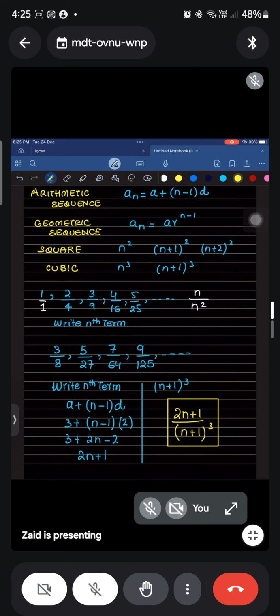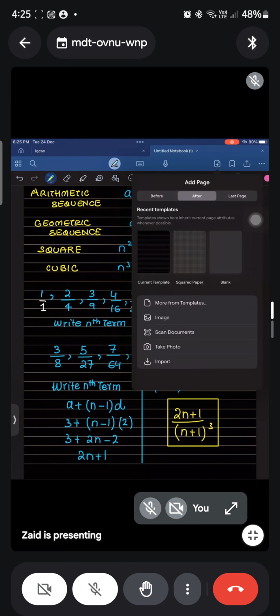Yes, quickly. Sir, in the second one, I didn't understand the n plus 1. Were you there in the class when I talked about the cube numbers? Sir, I don't think so because I went for prayer in between. Okay. We do have cubic and square sequences as well.